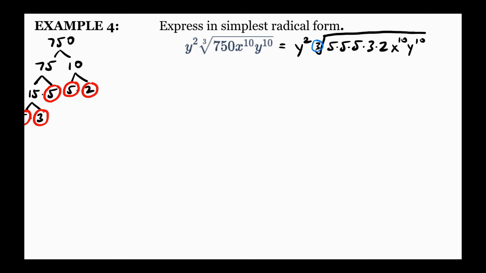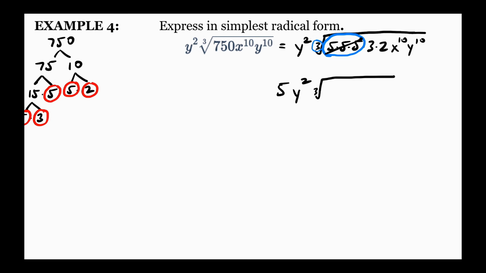So I'm going to circle triples. I have triple 5s here. That's all my list of triples. 5 times 5 times 5 is 125, right? What's the cube root of 125? So I'm going to write a 5 out in front with the y squared that's already there. Okay, 6 has to stay. 3 times 2 has to stay.